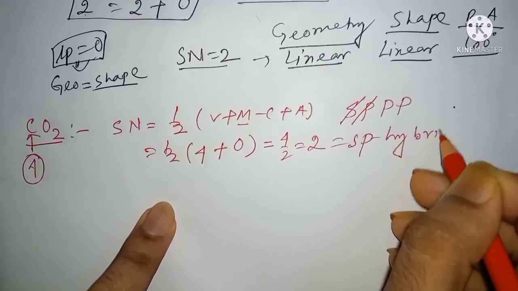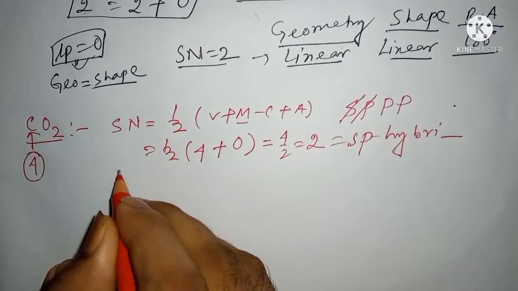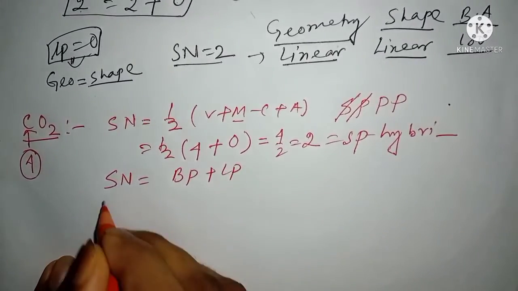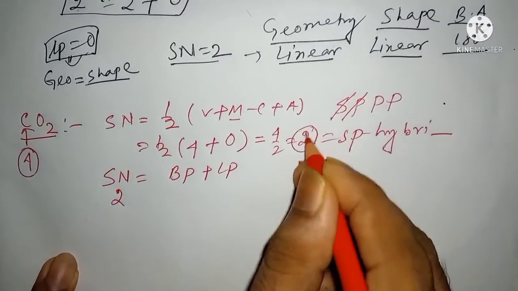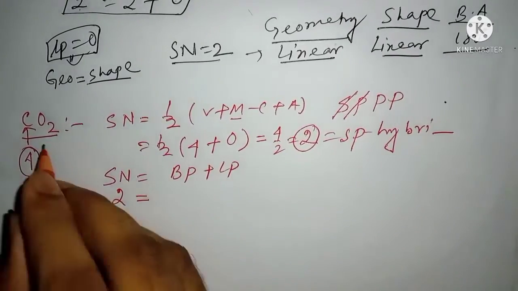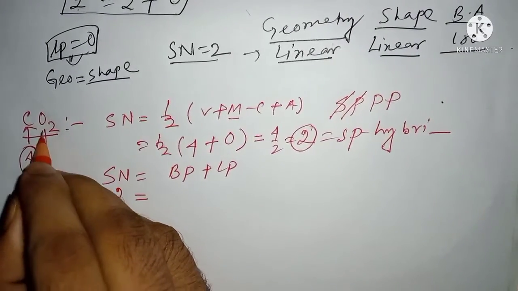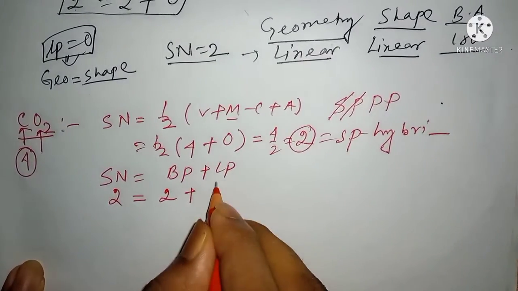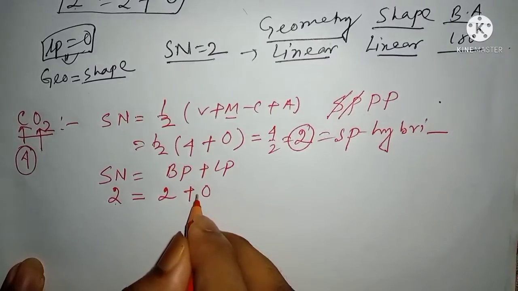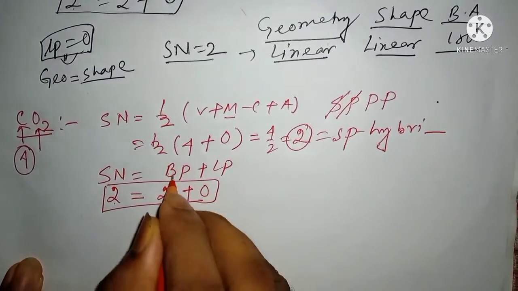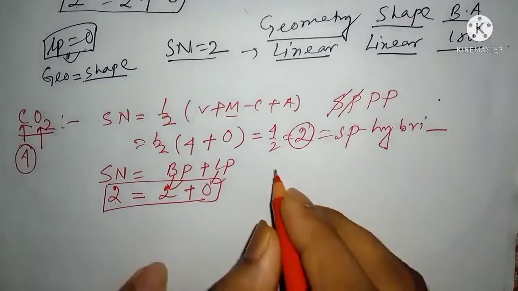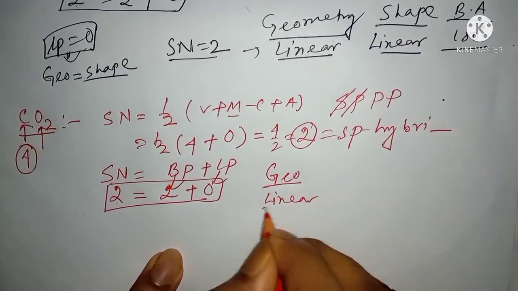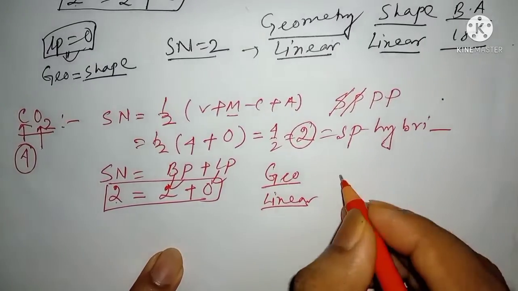So the hybridization is sp hybridization. Now second, steric number equals bond pair plus lone pair. The steric number is 2, and the bond pair is the number of side atoms, 2 oxygen, so bond pair equals 2. Adding 0 to form 2, so bond pair equals 2 but lone pair equals 0. Now the geometry is linear because in steric number 2 the geometry is also linear.